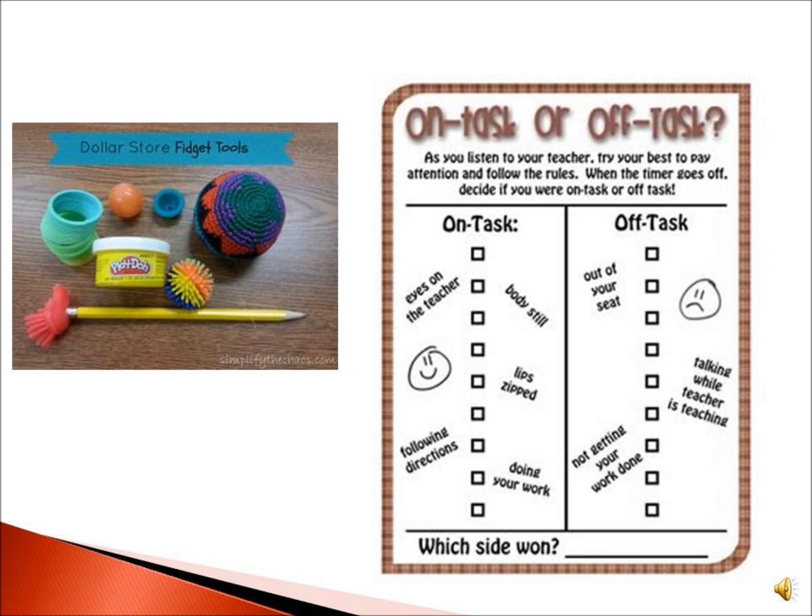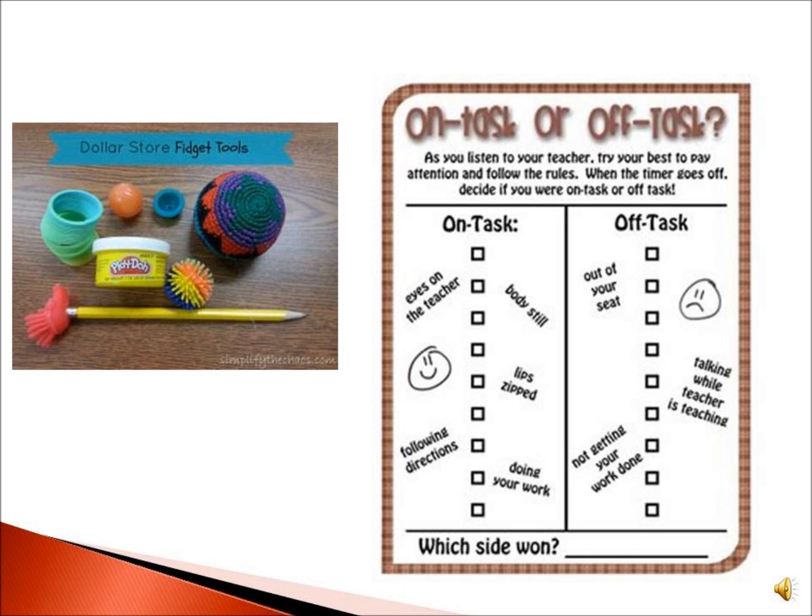Another thing you can do in your classroom is have an on-task or off-task chart. The directions say, as you listen to your teacher, try your best to pay attention and follow the rules. When the timer goes off, decide if you are on task or off task. This is a way for the student to be involved in their behavior and reflect upon their own behavior instead of the teacher making the decision on their behavior.